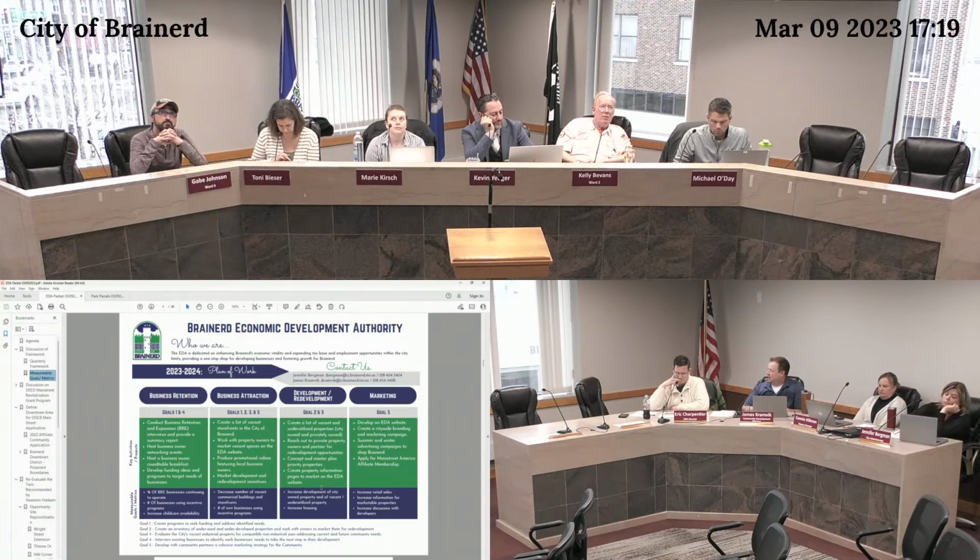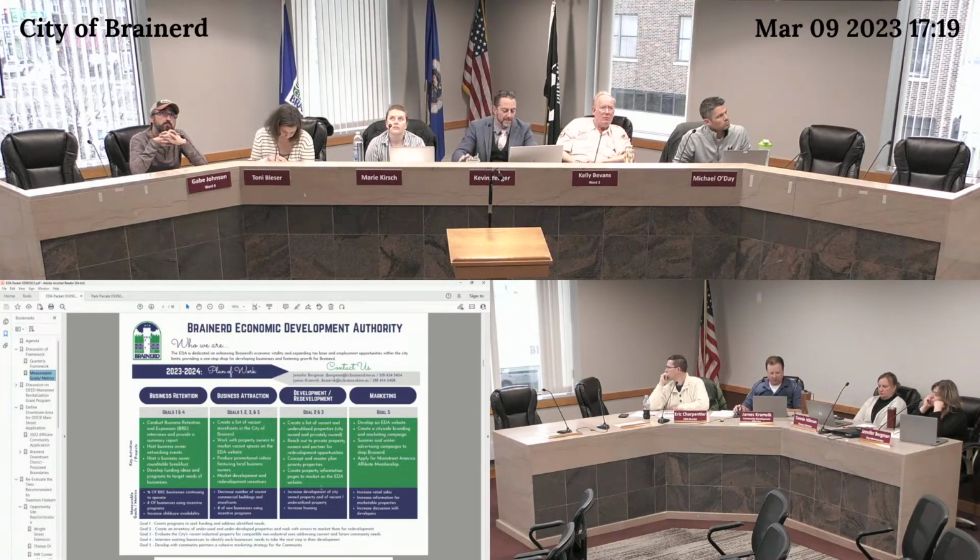So we organized it into business retention, business attraction, development, redevelopment, and marketing. And then within the green area, that's the key activities and programs that the EDA does. It's not every one of the activities in the goals that were set there, but maybe some of the key activities. And then the bottom one indicates the metrics that were included with that.